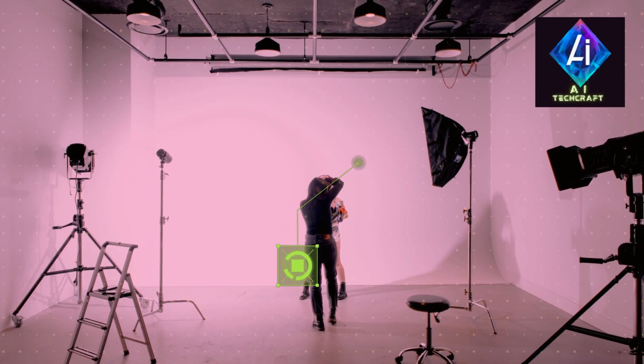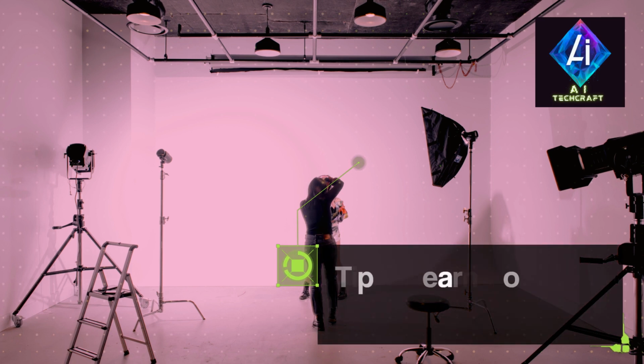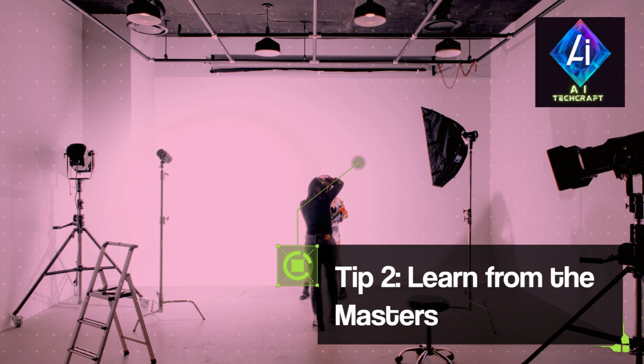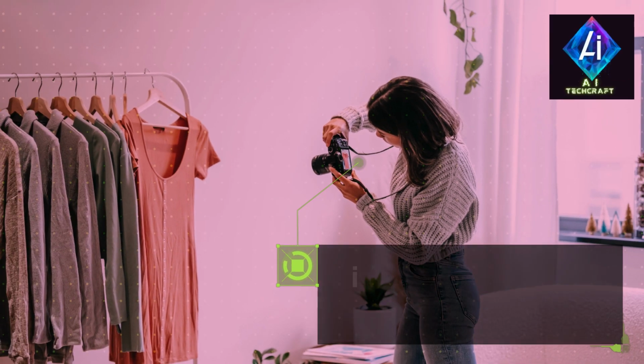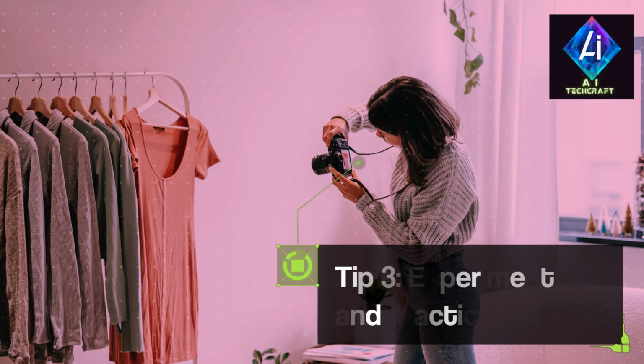Tip 2. Learn from the masters. Educate yourself by studying the works of legendary photographers. Their insights can inspire your creative vision, helping you develop a unique style. Tip 3. Experiment and practice. Don't hesitate to experiment. Try different angles, compositions, and photography styles. Remember, practice is the key to improvement.